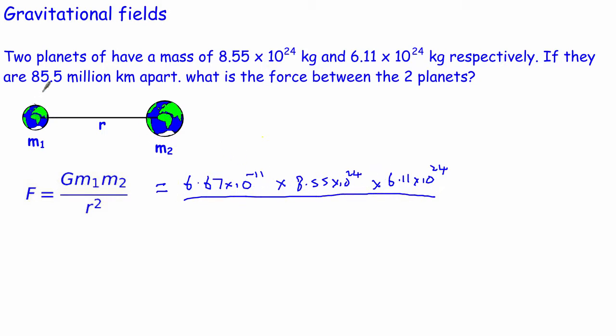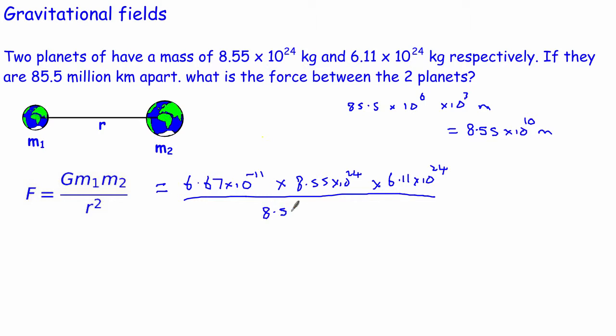Well, if we take this, let's just do it over here. We've got 85.5 million kilometers. So we'd need to multiply by million, so 10 to the 6, and we've also got kilometers, so we'd have to multiply by 10 to the 3, which would give us meters, and if we write that in standard form, it gives us 8.55 times 10 to the 10 meters. So that's the distance between the center of this planet and the center of this planet.